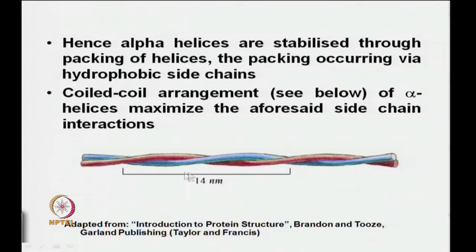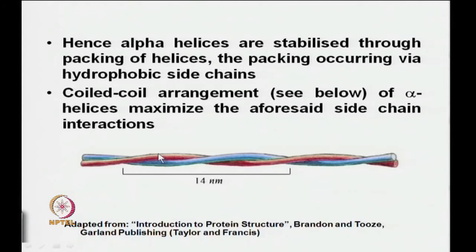This is an example of a typical coiled coil, and what you can see is that this distance is about 14 nanometer from one to the other. Here you can see the way these two different alpha helices are wrapping around each other or coiling around each other.